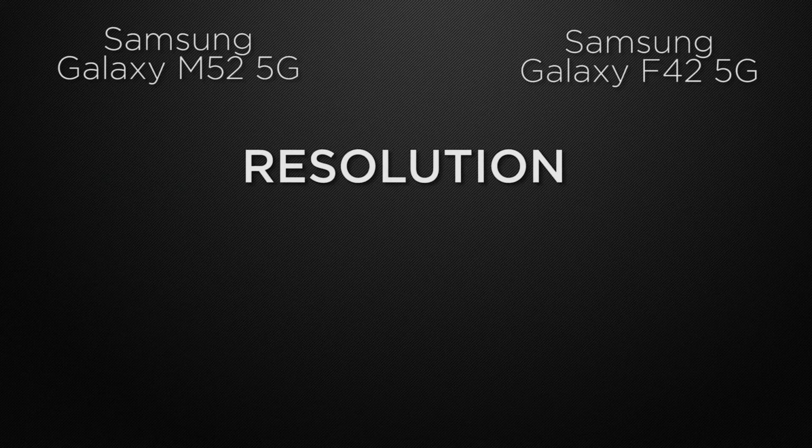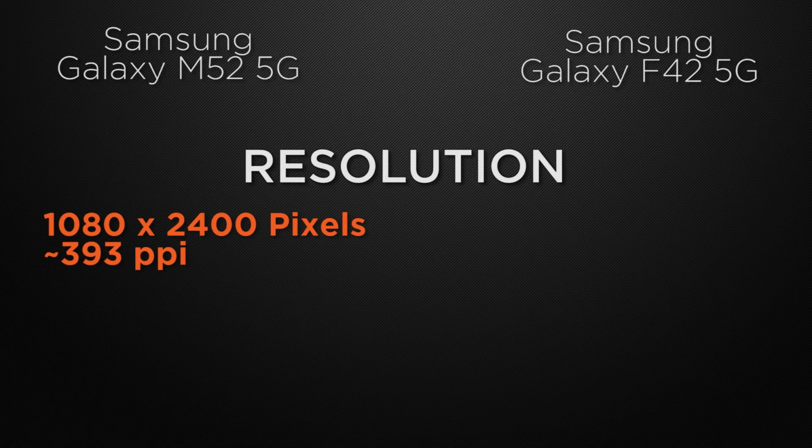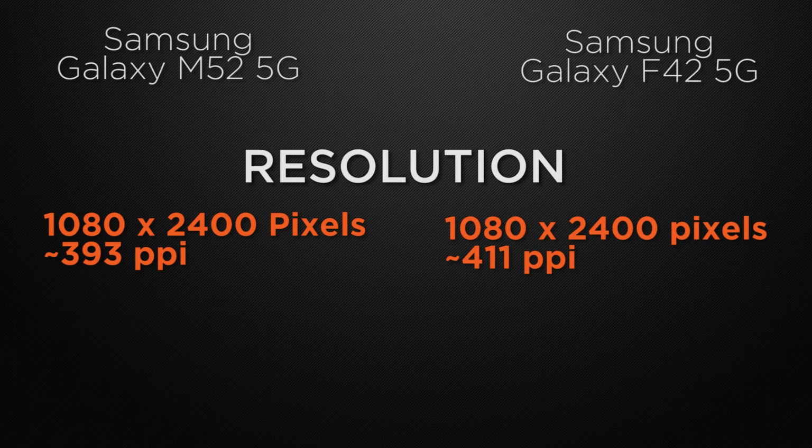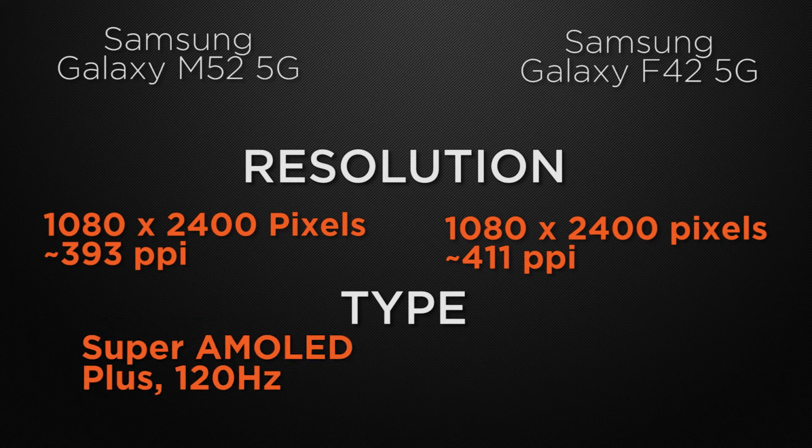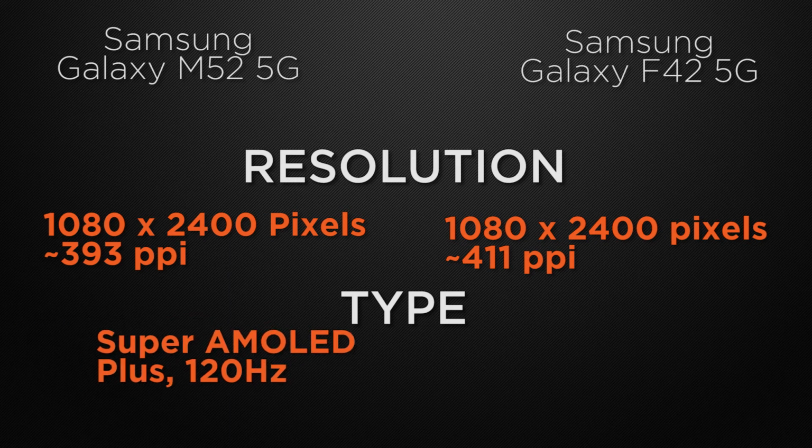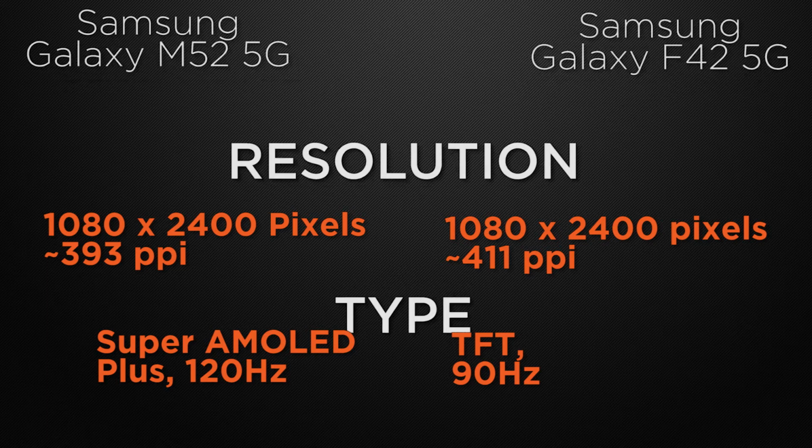Let's talk about the screen resolution of the devices. M52 comes with Full HD Plus display. On the other side, F42 have Full HD Plus display. So it's a tie. And about the display type of the devices, M52 have Super AMOLED Plus display having 120Hz of refresh rate, whereas F42 have TFT display having 90Hz of refresh rate. So the winner here is M52 because it have 120Hz of refresh rate, which can make transition more smoother.